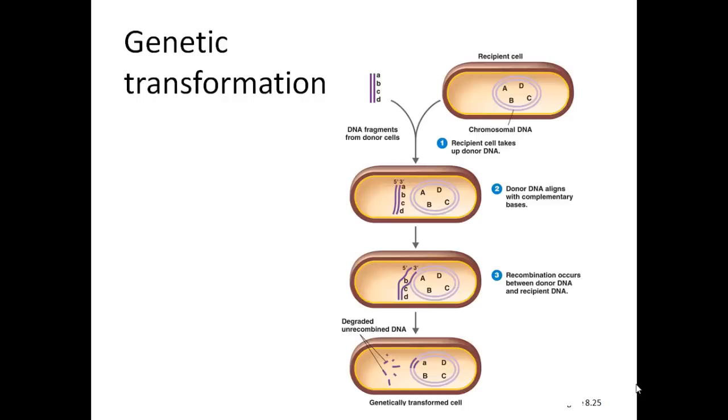The simplest path to recombination occurs through genetic transformation, in which naked pieces of DNA are taken up from the environment and incorporated into the genome of the cell.